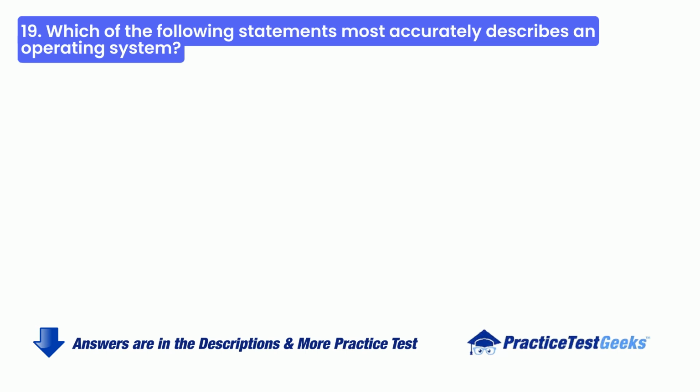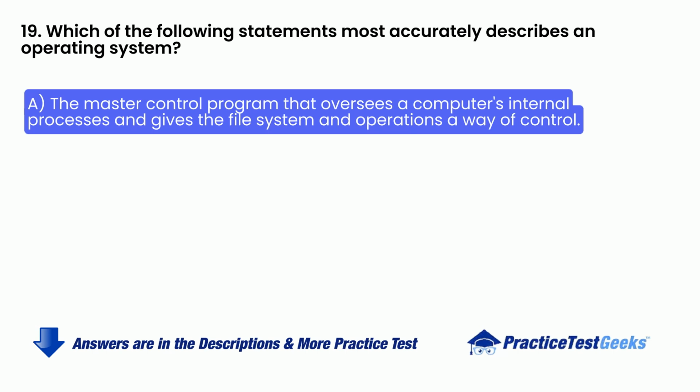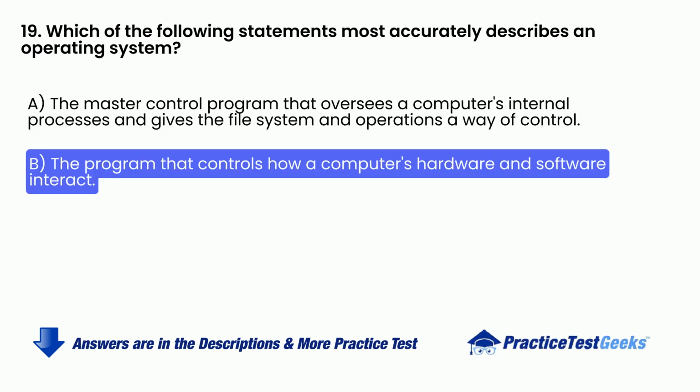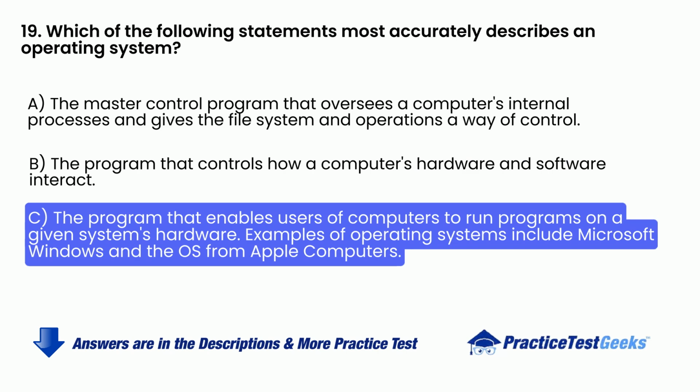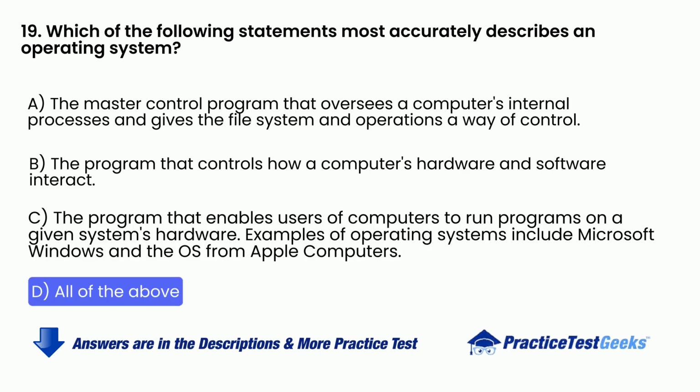Which of the following statements most accurately describes an operating system? A. The master control program that oversees a computer's internal processes and gives the file system and operations a way of control. B. The program that controls how a computer's hardware and software interact. C. The program that enables users of computers to run programs on a given system's hardware. Examples of operating systems include Microsoft Windows and the OS from Apple computers. D. All of the above.